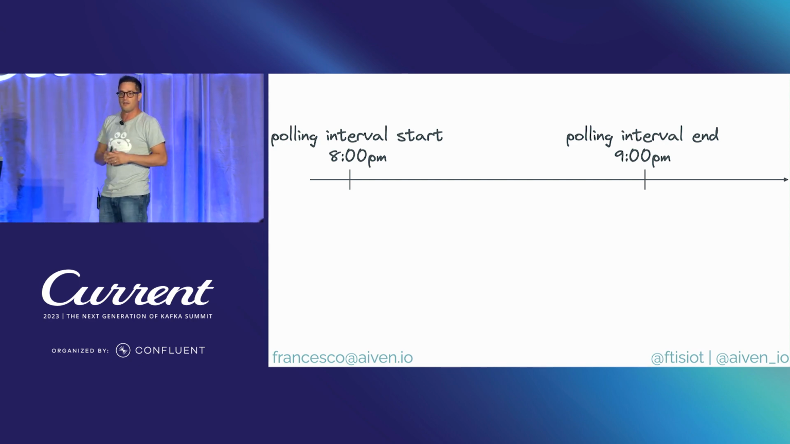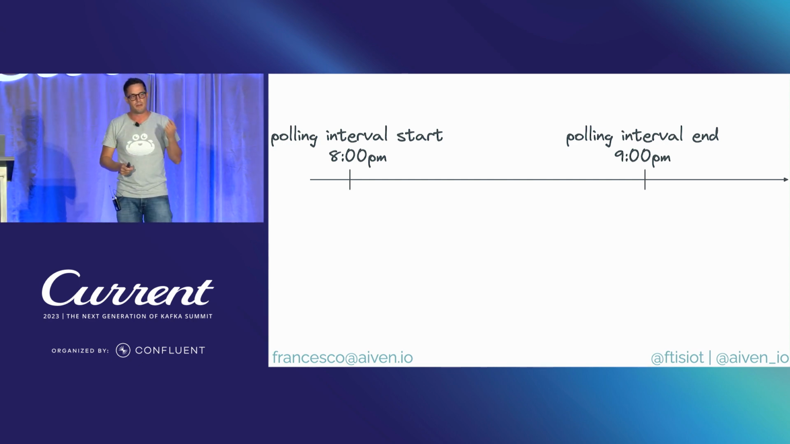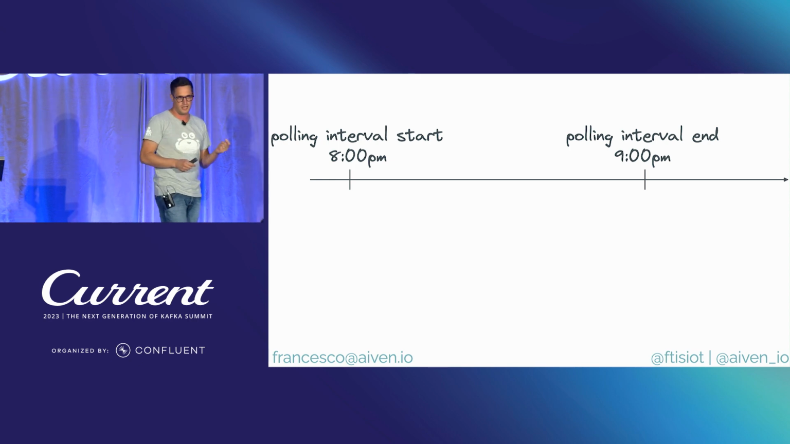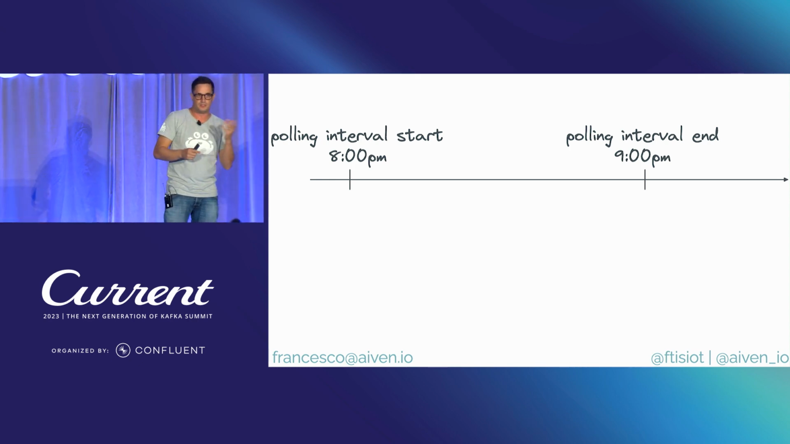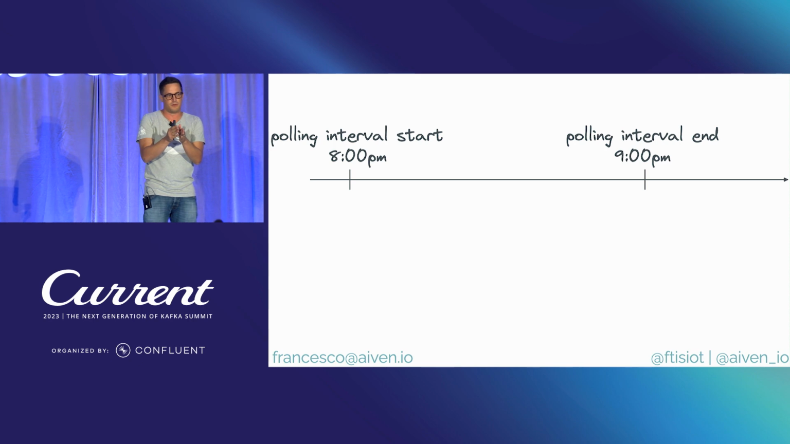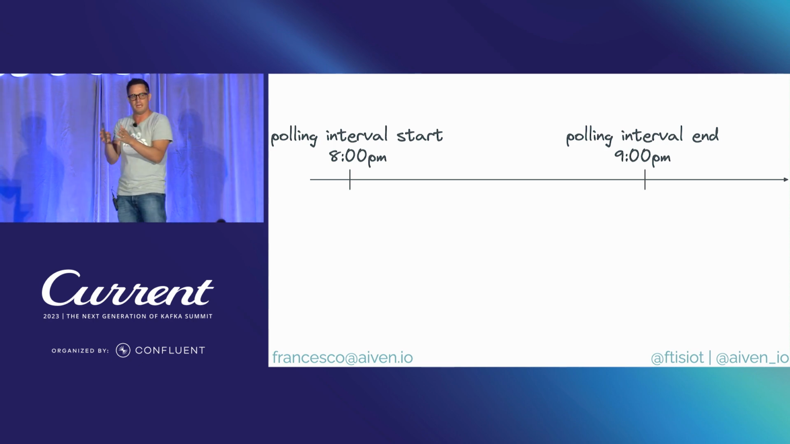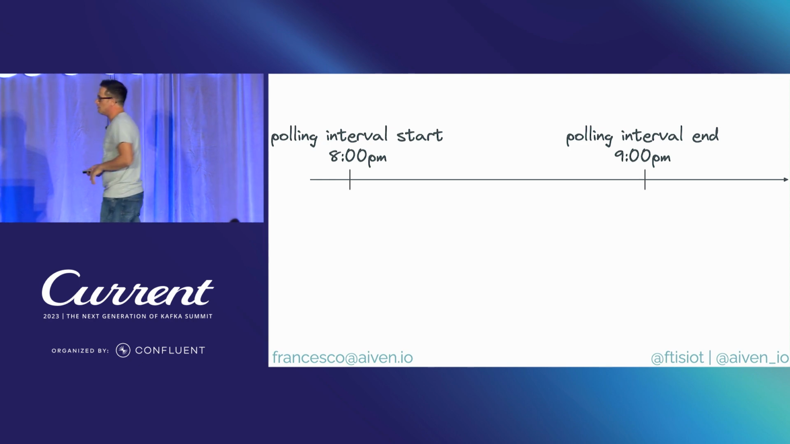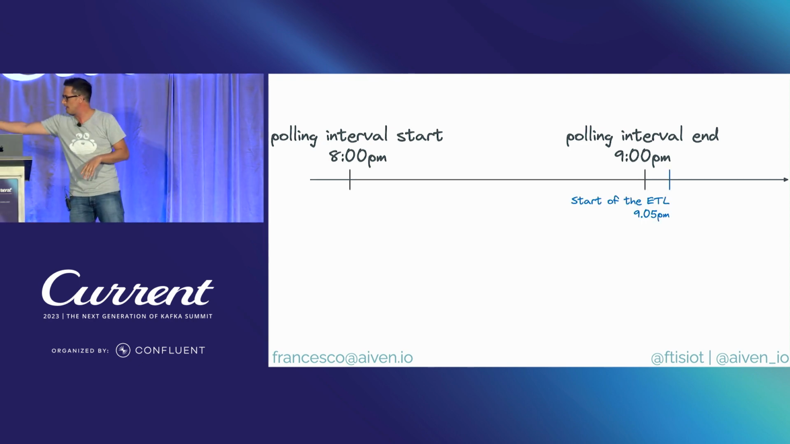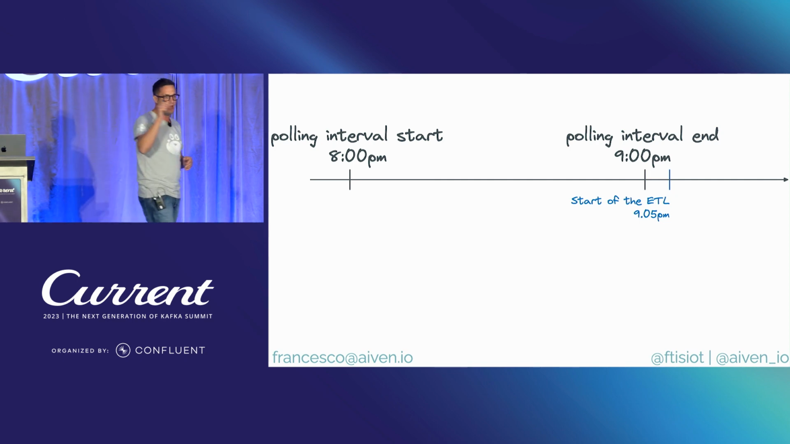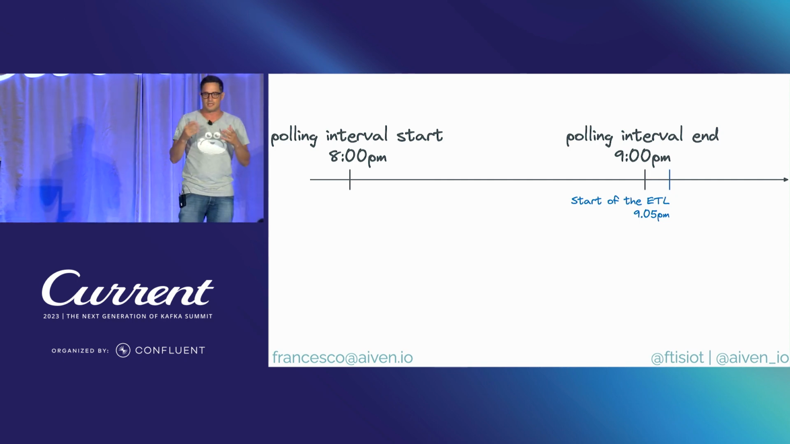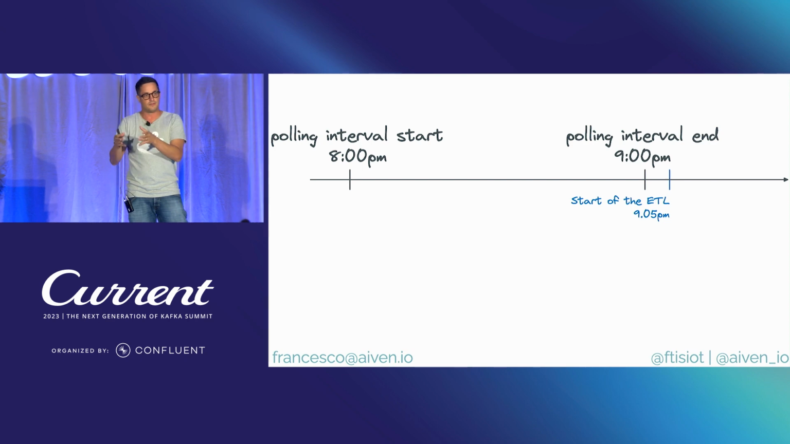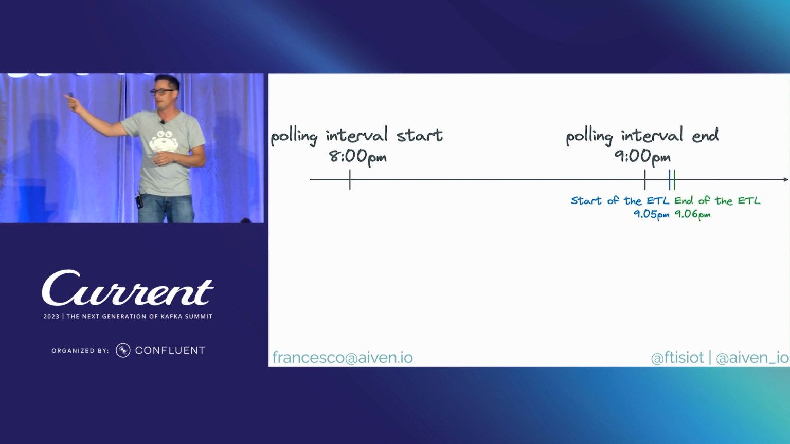The 9 p.m. arrives, and usually in the batch world, you don't start a batch ETL immediately after the hour. You may wait a couple of minutes to be sure that the source system collected all the data for the previous hour. So let's say that the Ninja Turtles started their ETL at 9:05. And they put a lot of effort into designing the ETL, so the ETL runs in just 1 minute, finishing at 9:06.